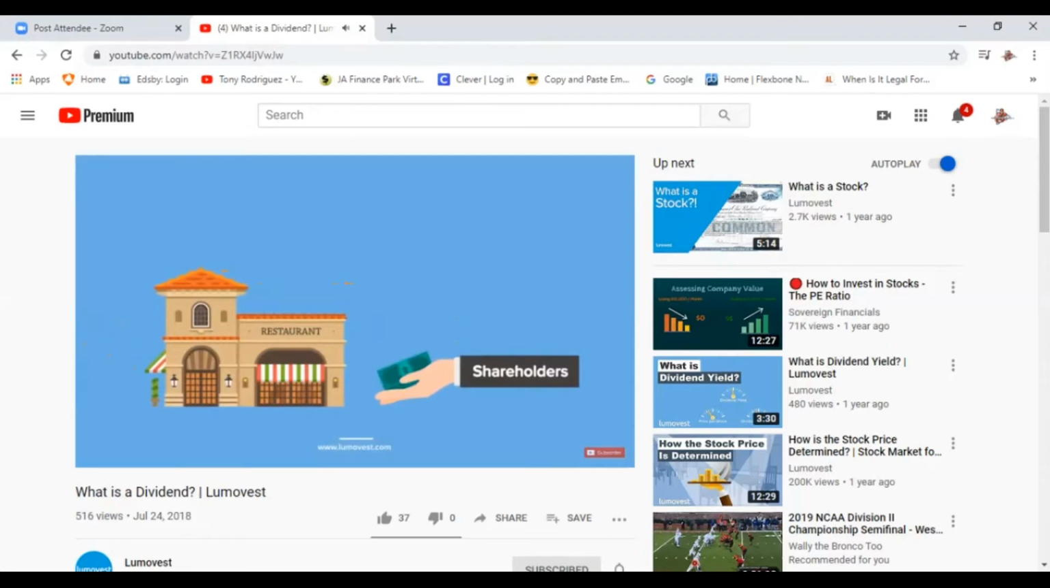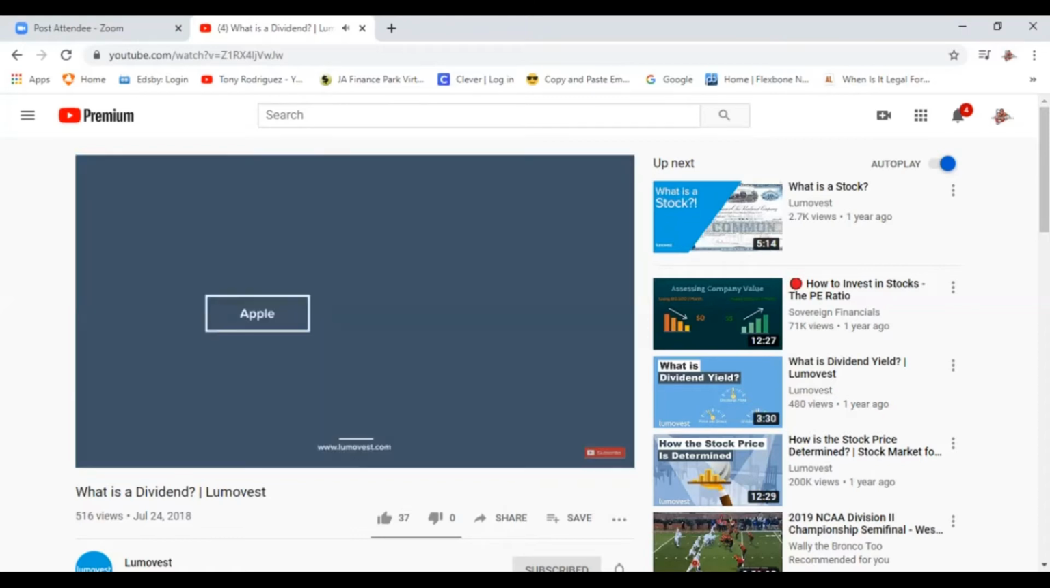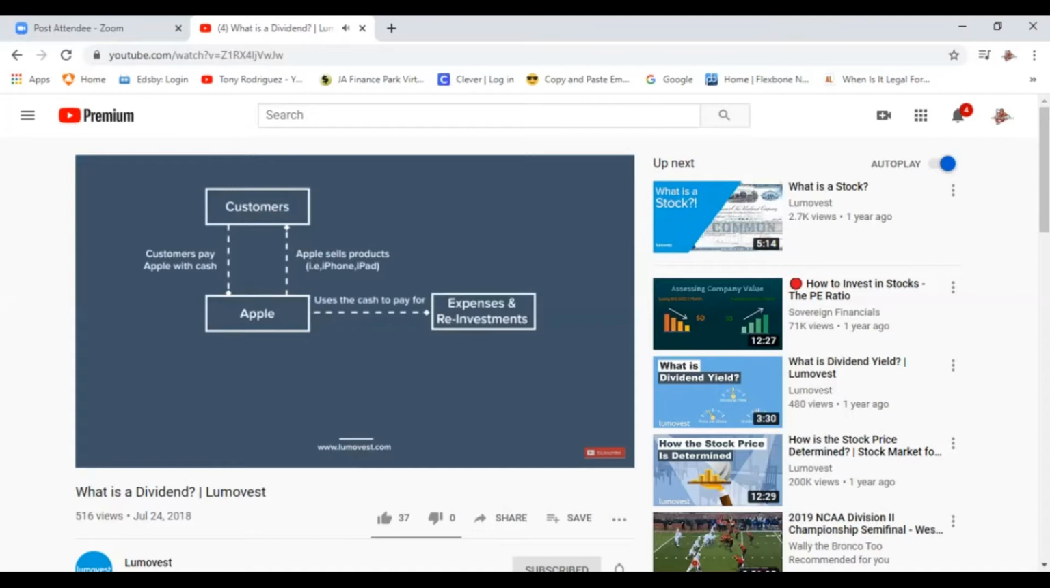They do this because the shareholders are the owners. They're entitled to the corporate profits. The more money the businesses make, the more they can pay out to their shareholders. Think of Apple, for example. Apple makes money by selling its iPhones, iPads, iWatches, and tons of other products. The cash it receives from these sales will be used to pay for its expenses and reinvestments into the business. But whatever is left over, Apple can give back to its shareholders. So if you own shares in Apple, the more products Apple sells, the more money it makes, and the more dividends it can pay you.